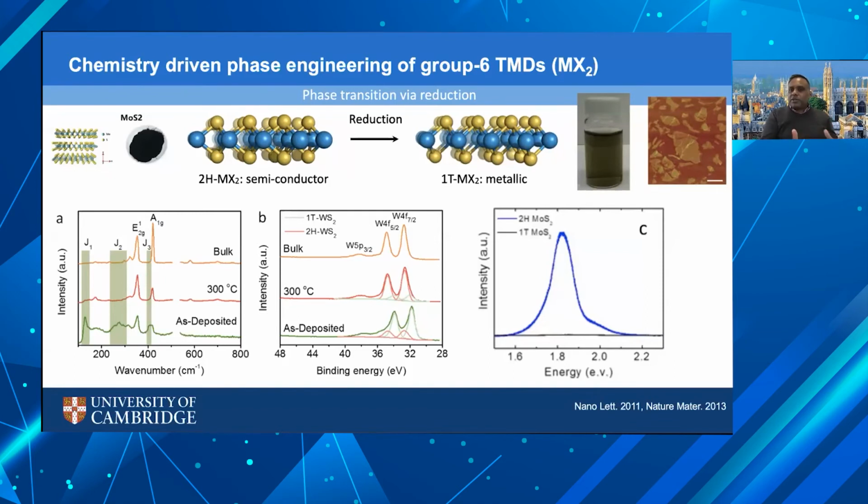But in the case of the 1T phase, because it's a metal, it would not make sense to use it directly as a photocatalyst. Of course, you can use it. One of the projects that we have right now is to integrate perovskite photovoltaics with 1T phase MoS2, where the perovskite is an absorber, and then the 1T phase is the catalyst.